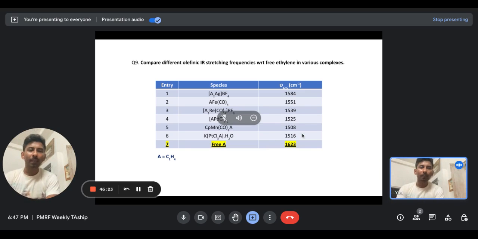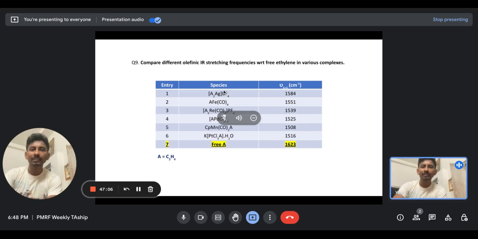So what can be the possible reason, and how will we substantiate this trend? Let's come to the first case. It is a silver(I) moiety, because BF4 is negatively charged and in all the cases A, that is C2H4, is neutral. So Ag is linearly bound by two olefinic moieties, that is, ethylene. The highest value is seen at 1623 cm-1 in free ethylene, but in all the metal-bound cases the value has dropped from free ethylene.